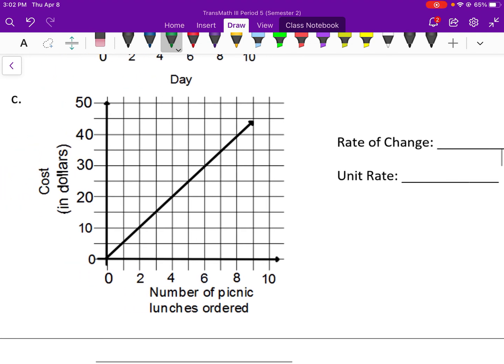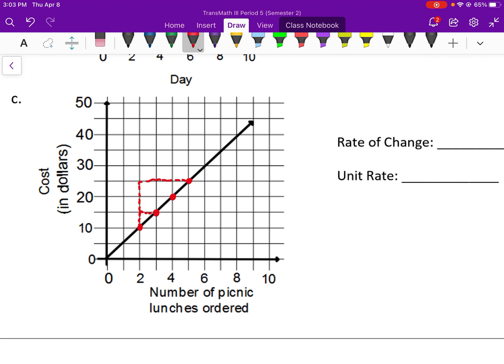All right, let's go ahead and do the cost versus number of picnic lunches ordered. Okay, again, pick 2 good points there, and again, I can use any of these points. Okay, so let's go ahead and use this one. It's going to make it a little harder instead of just using this one, but it should still get us to the same answer.